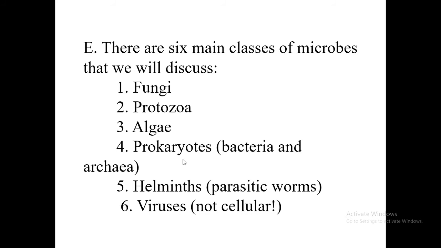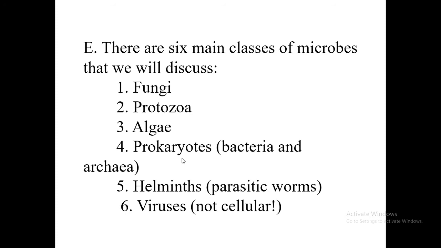There are 6 main classes of microbes that we will discuss. I think all of you have a bit of idea about this. The first ones are fungi, protozoa, algae, and prokaryotes, that means bacteria and archaea. Remember, in prokaryotes there are only two types of microorganisms. One is bacteria, another is archaea, which is almost similar to bacteria with slight differences.